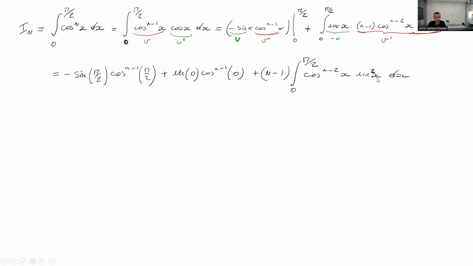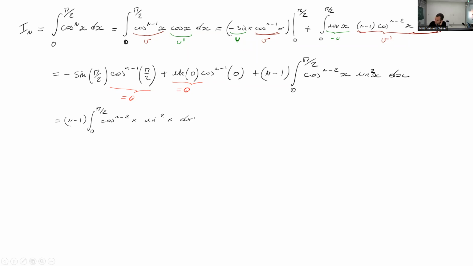So this is good. What do these constant terms evaluate to? We get a cosine pi over 2, that gives us a 0 here. We get a sine of 0 here, so that gives us another 0. So both of these terms in the front cancel, and we are left with n minus 1 integral 0 to pi over 2 cosine n minus 2 x sine squared x dx.